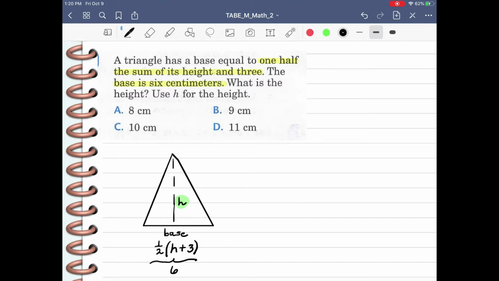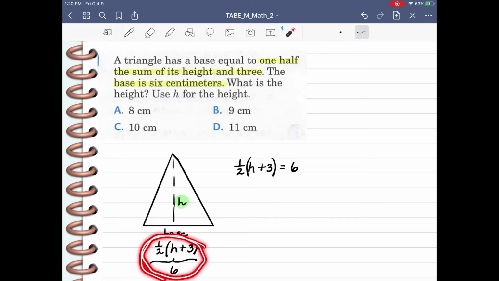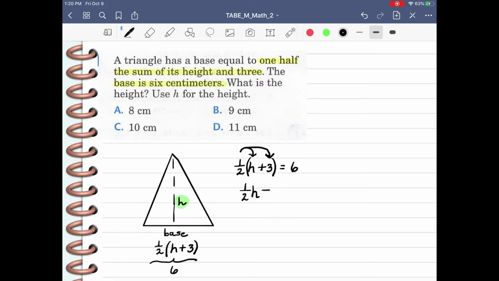So our formula is going to be 1/2 the height plus 3 equals 6. Here is the equality. It's this statement and this amount are the same thing. So we have to solve this problem. Now we can't put parentheses in our solving frame, so here's what we're going to do. 1/2 h plus 1/2 times 3, that's 3/2, equals 6. So we've distributed that 1/2 through there.